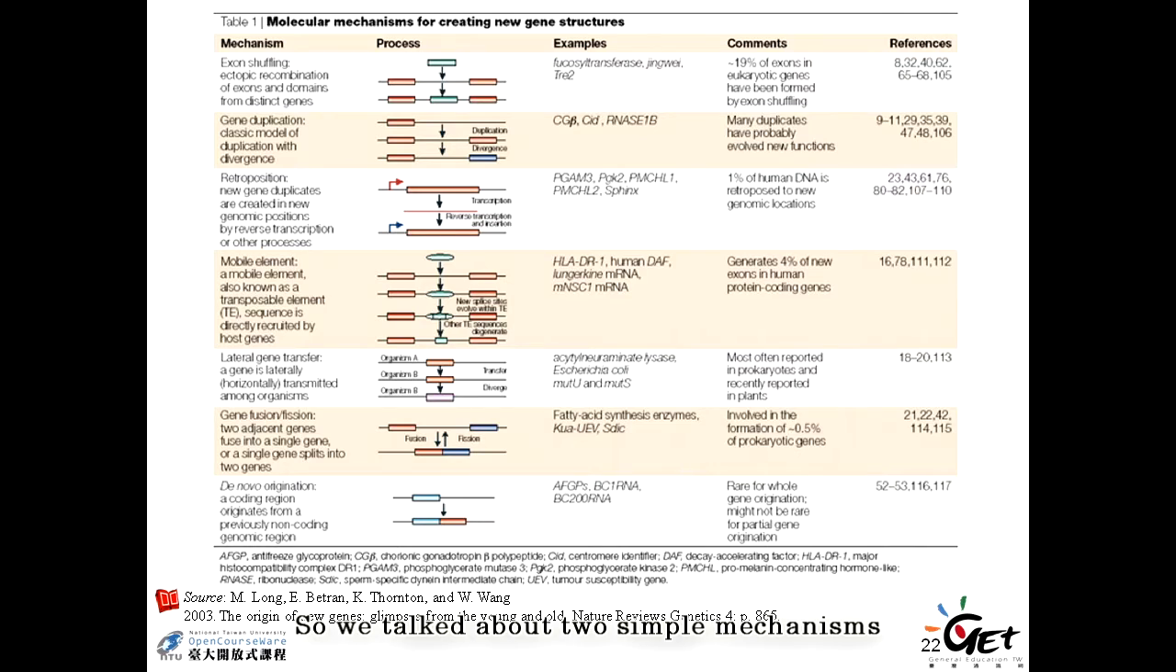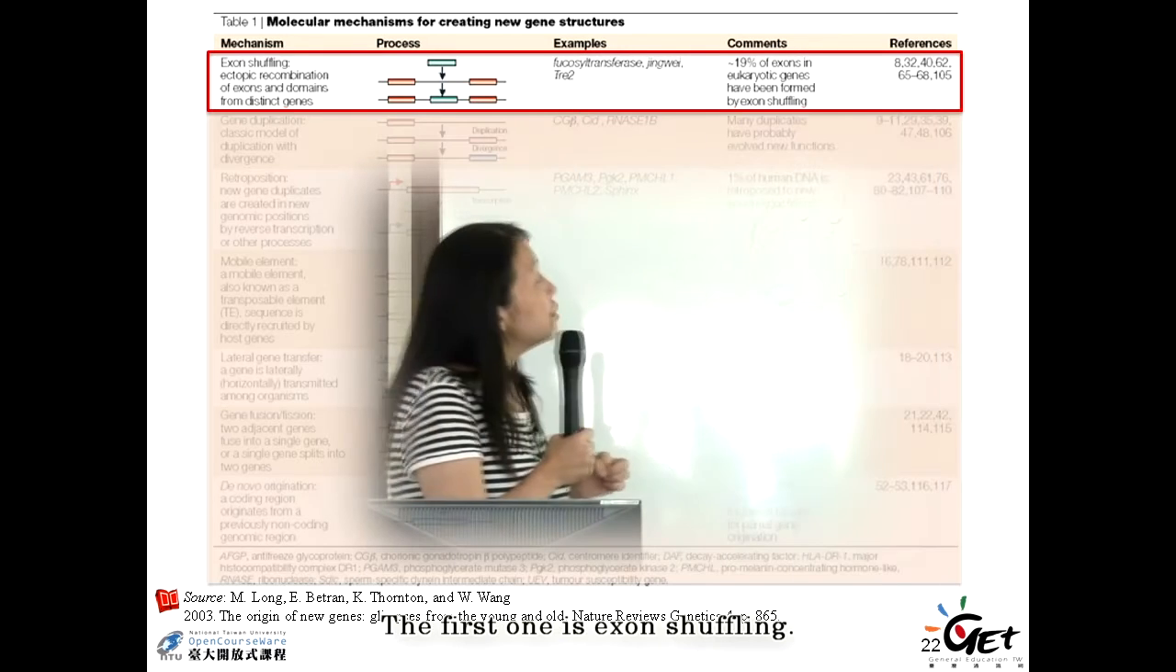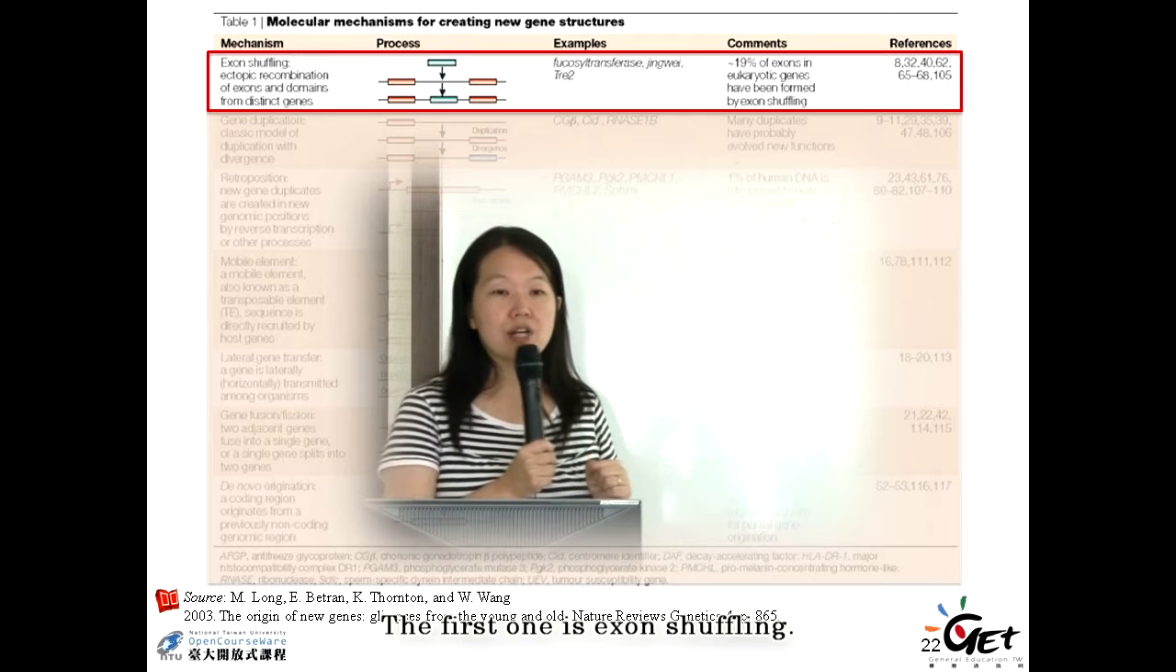So we talk about the two simple mechanisms of gene duplication. In Long et al.'s review, they put a big table of the mechanisms of gene duplication. I want to go through each one just to explain the idea, but they are all very similar. The first one is exon shuffling.